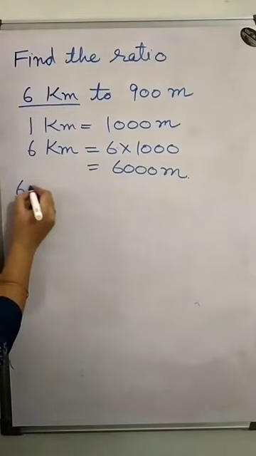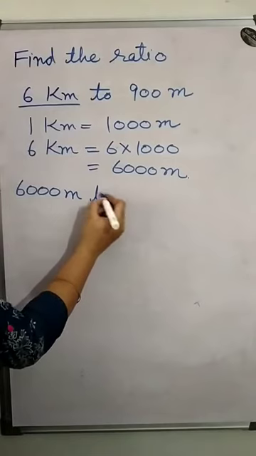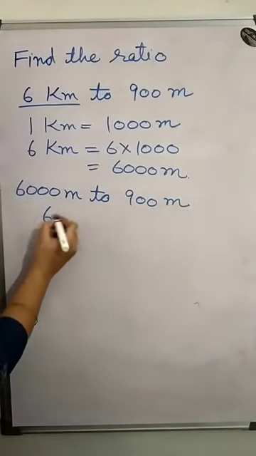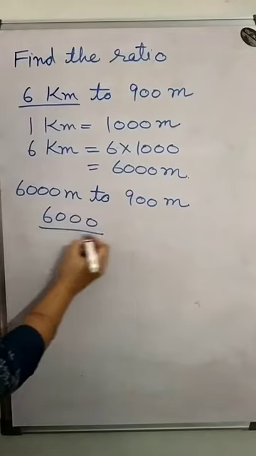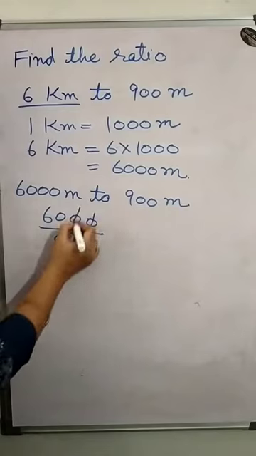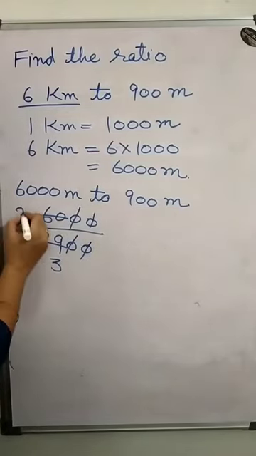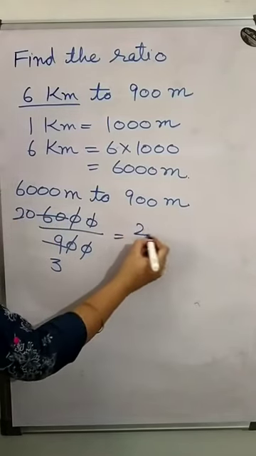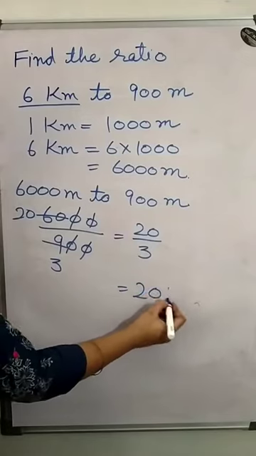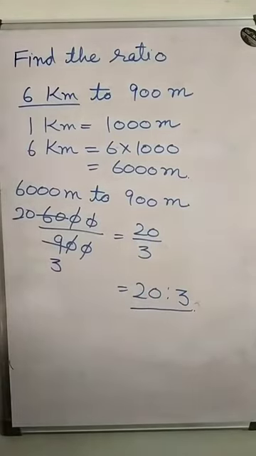So write down 6000 meter to 900 meter. It means we have to find this ratio. So write them as a fraction: 6000 upon 900. Cut these zeros. And here we can cut by 3: 3 threes are 9, 3 twos are 6 and 0, and we get 20 upon 3. Write this down in the form of a ratio. This is 20 ratio 3. So 20 ratio 3 is the answer.